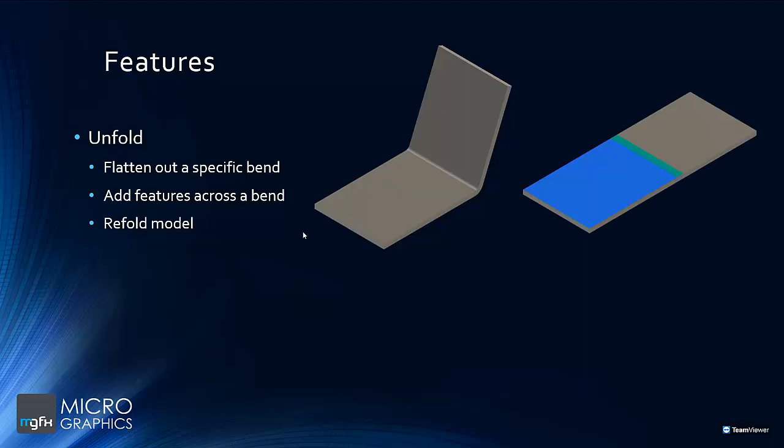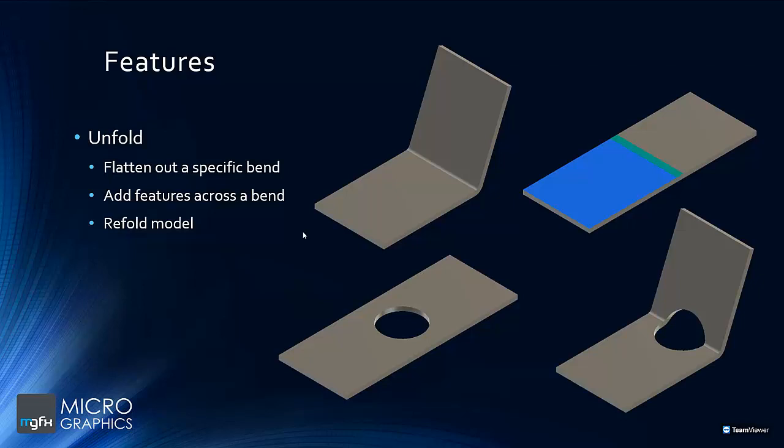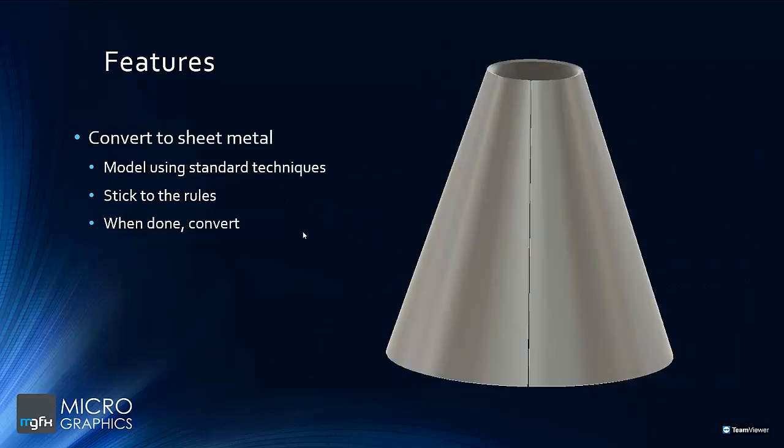You can see the stationary face selected in blue and the bend selected in green. This is useful for being able to add features like the hole in this plate, and that hole is placed over the bend in the component. And then once you refold that model, you then have a feature that crosses over that bend as if it was cut when the part was flat. So you are getting nice perpendicular cuts through the component. So the unfold command is nice for being able to open up the model, flatten it out, add features, and then refold it.